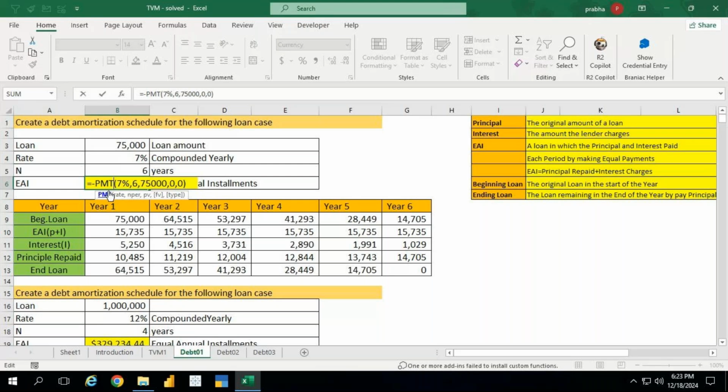So what did I do? I just opened it, I put minus sign before PMT. So my value became positive, which I have taken it here. So how I have taken? So I just put equals and have selected the value.